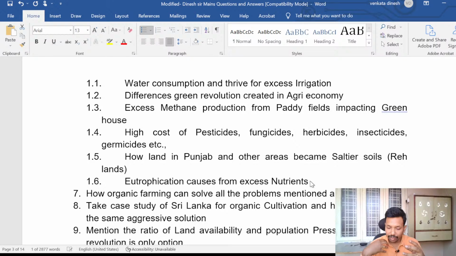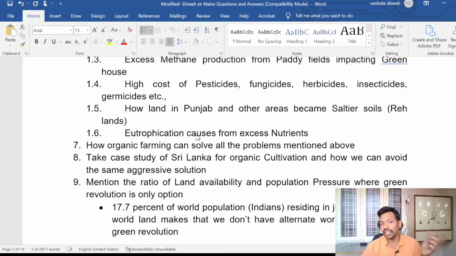Then how organic farming can solve all the problems mentioned above. You can mention 1 or 2 points. See, it's not about mentioning all the points. That means you don't have that much time. But this is what is required for the question that is being asked.